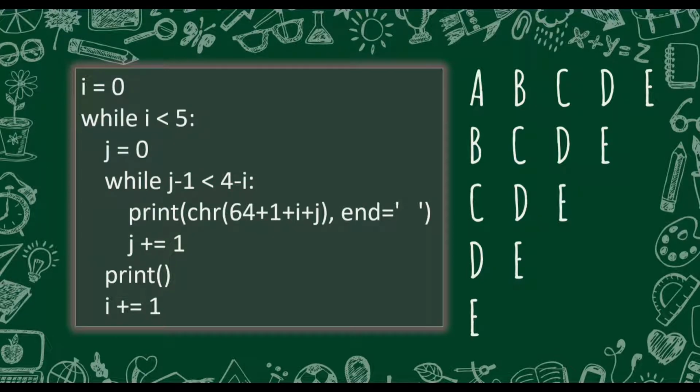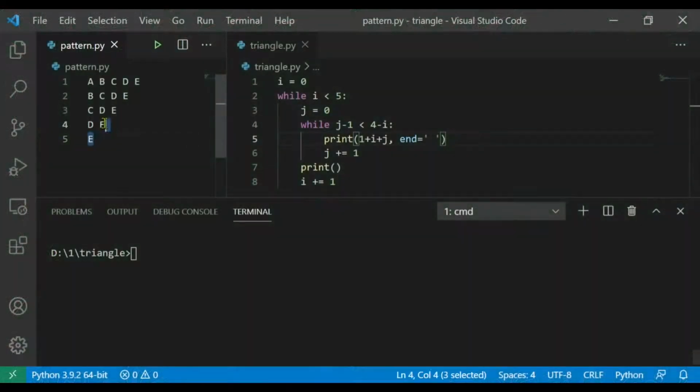How to print alphabet right angle triangle pattern. Let's move to Visual Studio Code and execute this pattern. You can see here in this pattern, along with every alphabet, a space character is appended. The number of alphabets are gradually decreasing line by line from 5 to 1: 5, 4, 3, 2, 1.